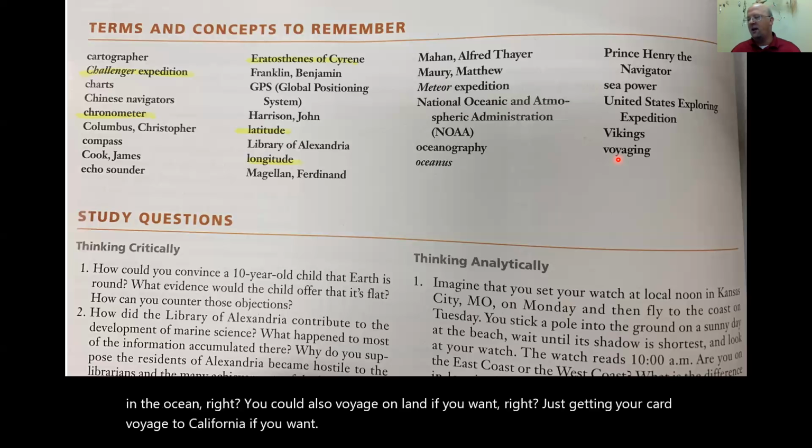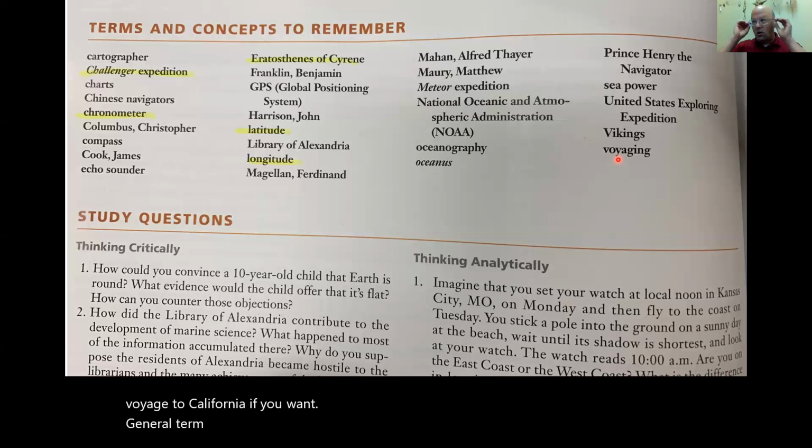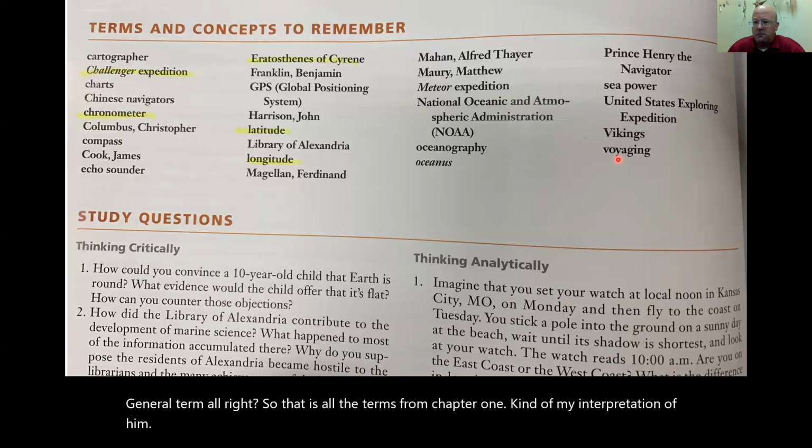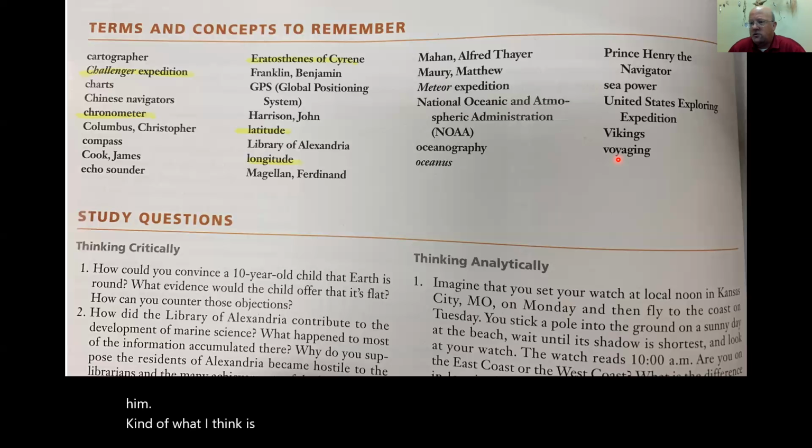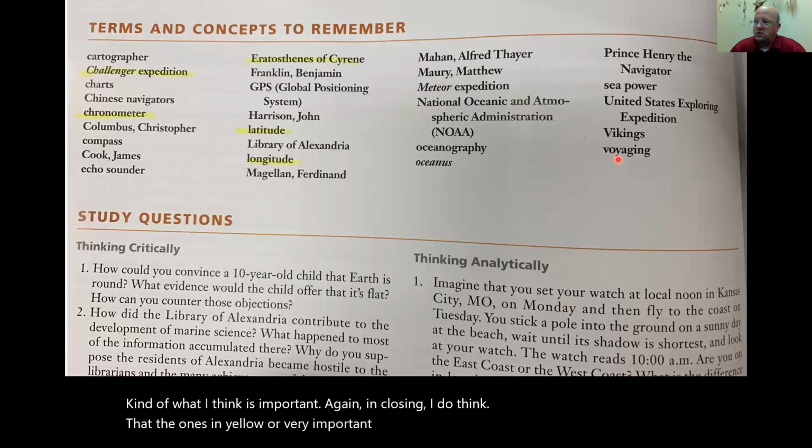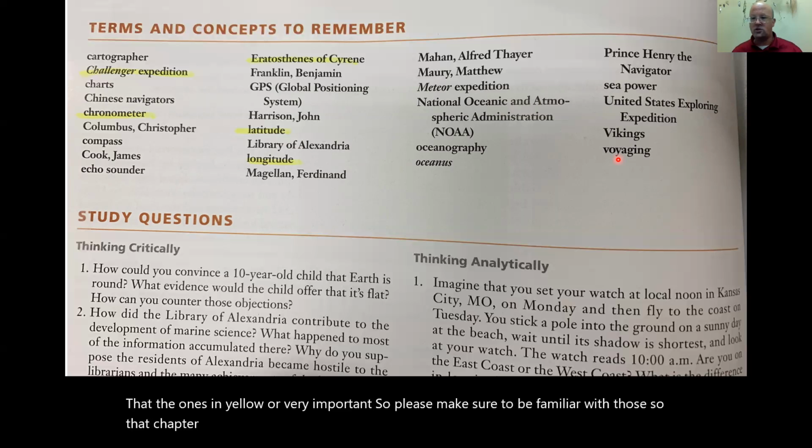Anyway, general term. All right, so that is all the terms from chapter 1, kind of my interpretation of them, kind of what I think is important. Again, in closing, I do think that the ones in yellow are very important. So please make sure to be familiar with those. So that's chapter 1. And if you've got any questions, please let me know.